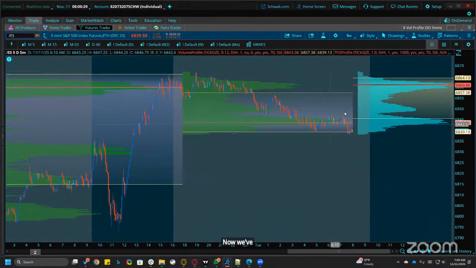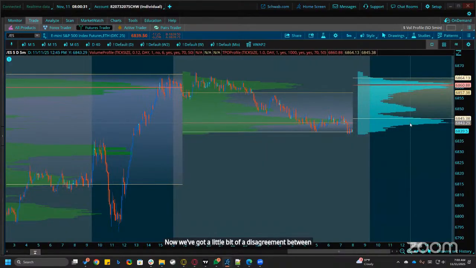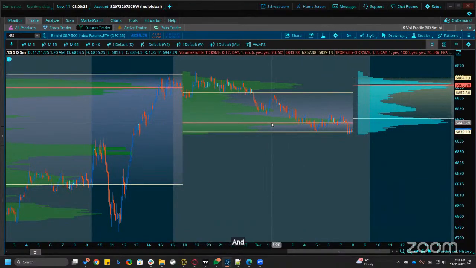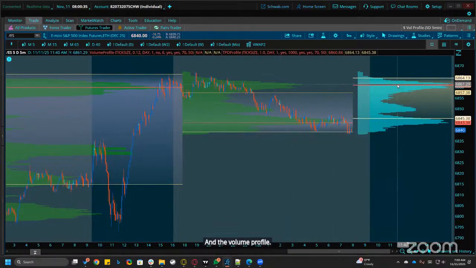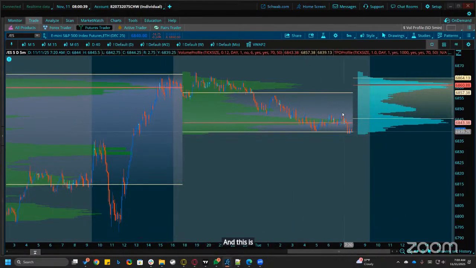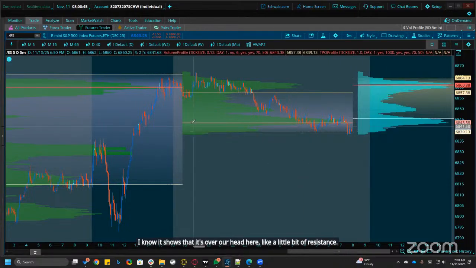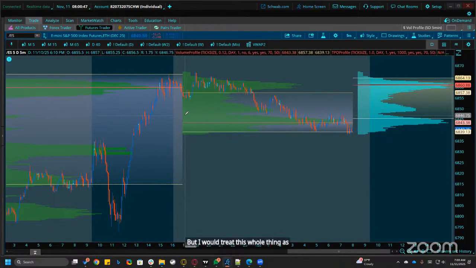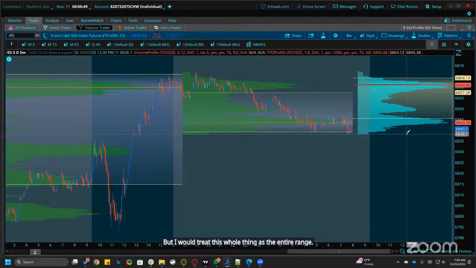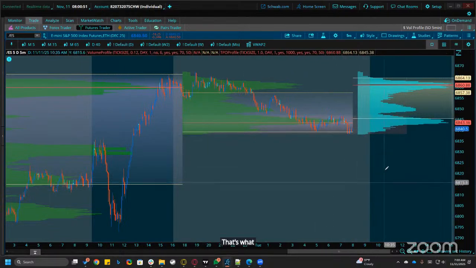Now we've got a little bit of a disagreement between the TPO and the volume profile. I'd expect this point of control to move down and get caught up with us. And this is the structure that we're hanging out in. I know it shows that it's over our head here, like a little bit of resistance, but I would treat this whole thing as the entire range. That's what you want to get out of.